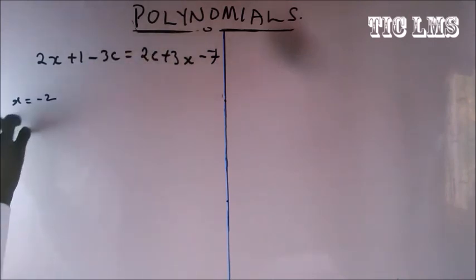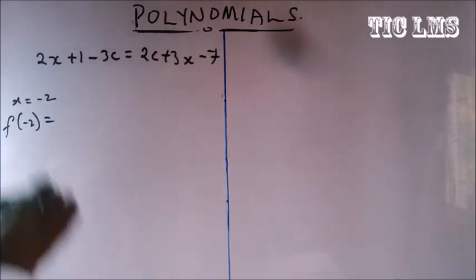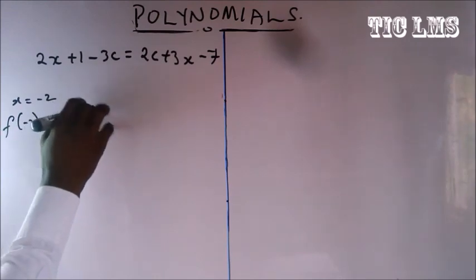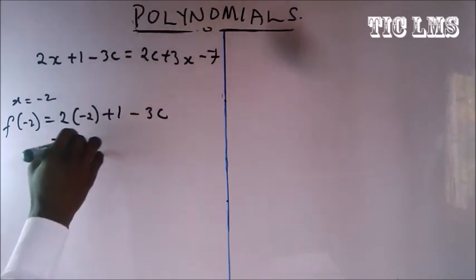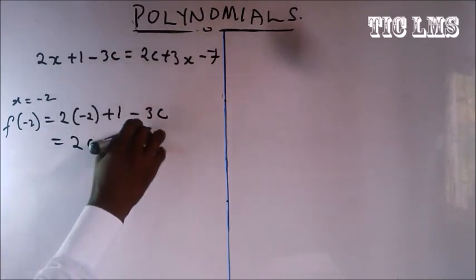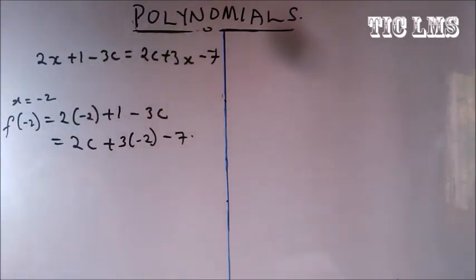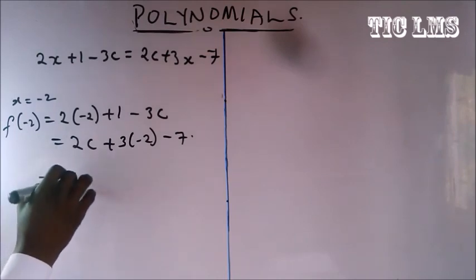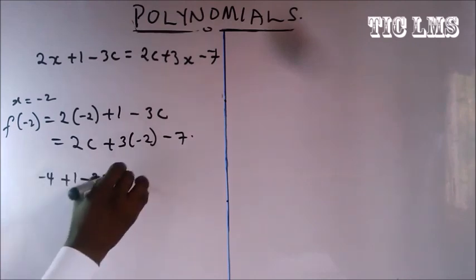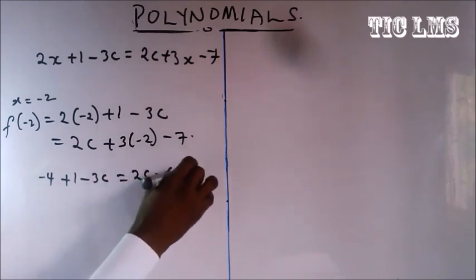So what we'll do is substitute x with minus 2. So we have 2 into brackets minus 2 plus 1 minus 3c equal to 2c plus 3 into brackets minus 2 minus 7. 2 multiplied by minus 2 gives minus 4 plus 1 minus 3c equal to 2c plus 3 times minus 2, we have minus 6 minus 7.